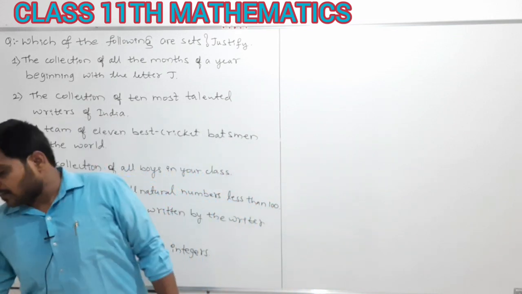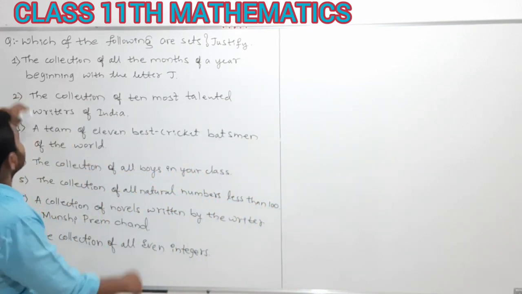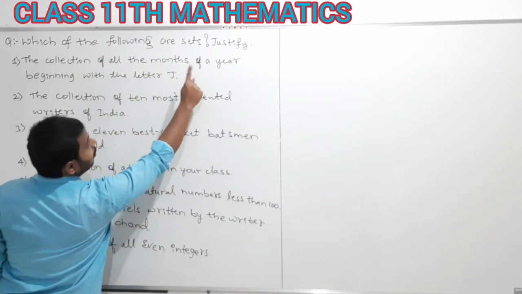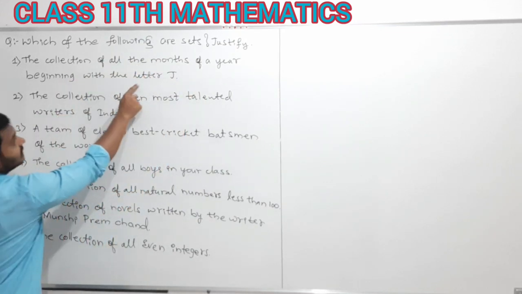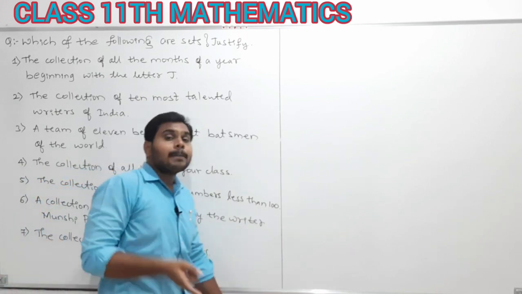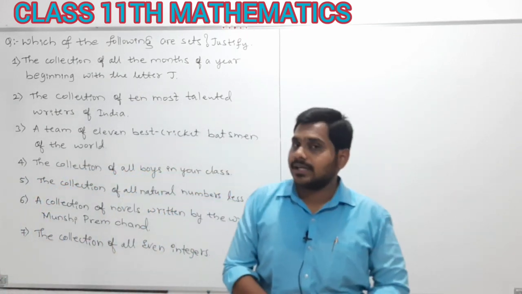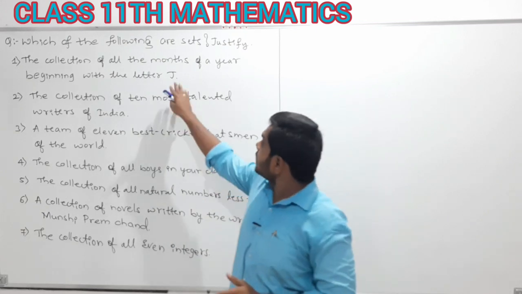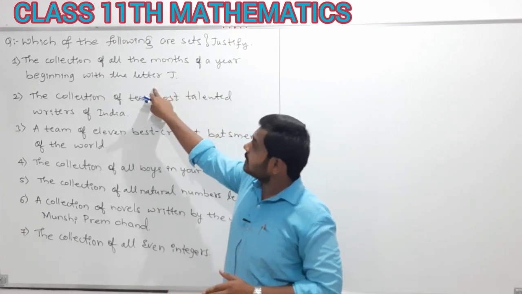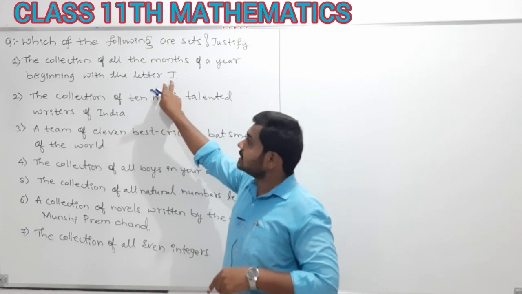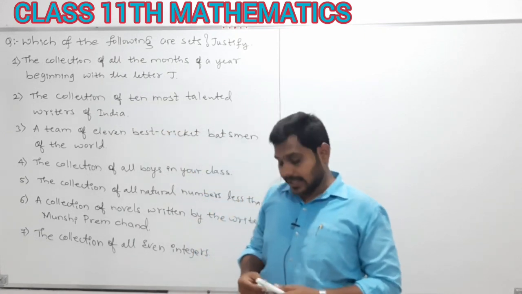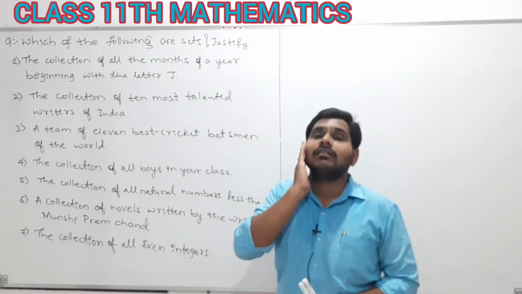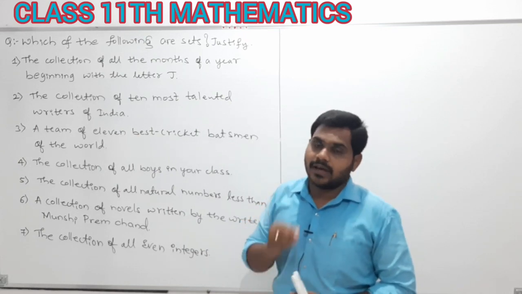My dear students, the first one is: the collection of all the months of a year beginning with the letter J. What are the months in a year which begin with the letter J? We know, my dear students, in a year we have 12 months. Clear? Everyone knows this.